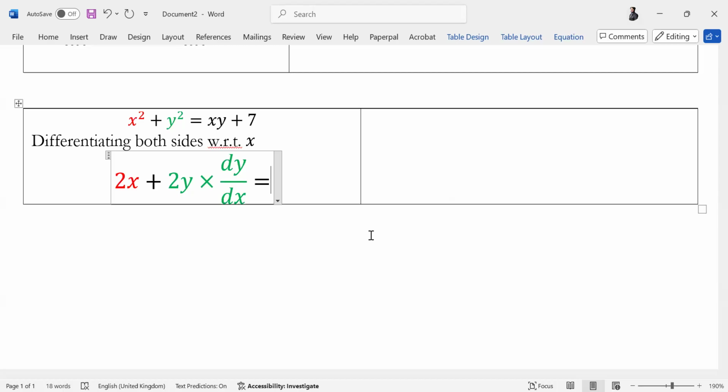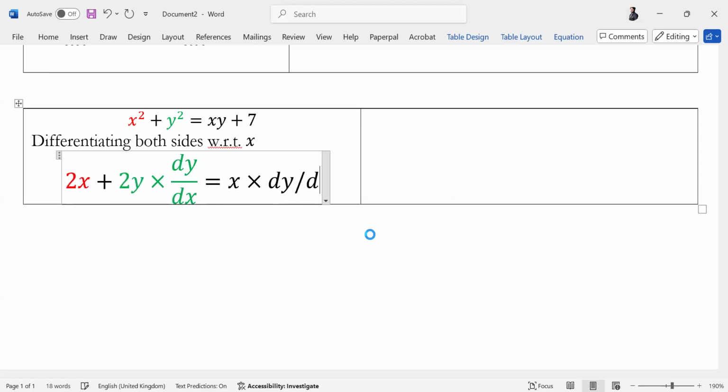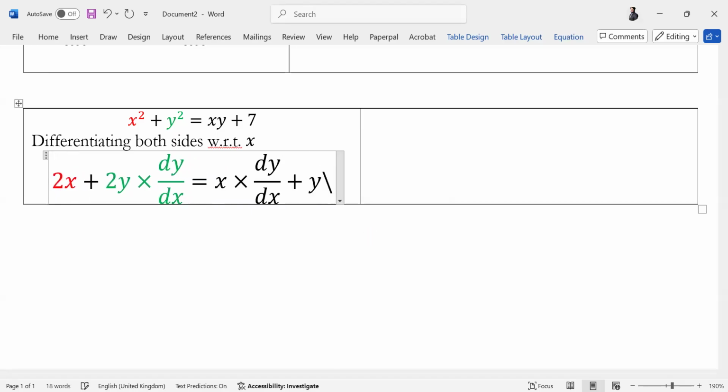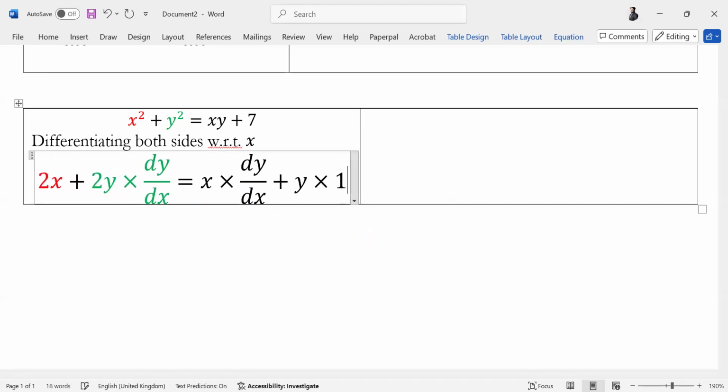What is u? x. And what is v? y. How do we apply the product rule? You can call it y dash as well. It's not wrong, but what else do we call y dash? dy by dx. And y multiplied by the derivative.